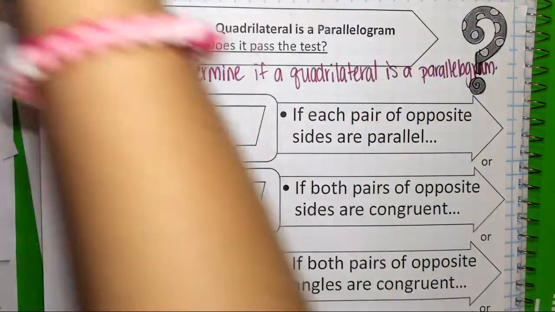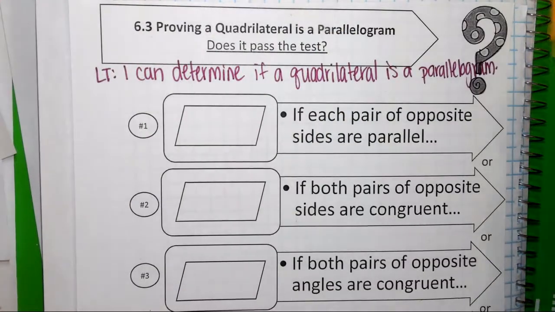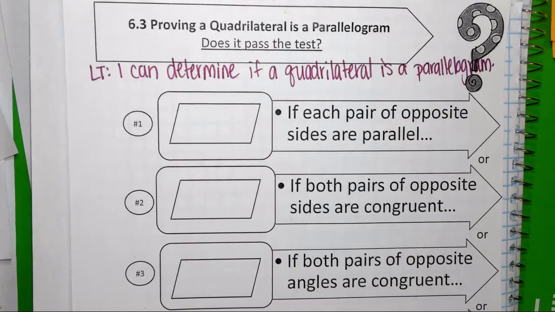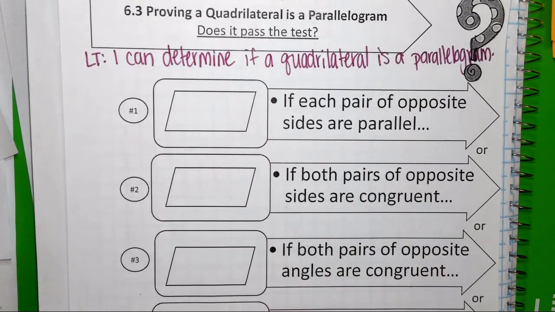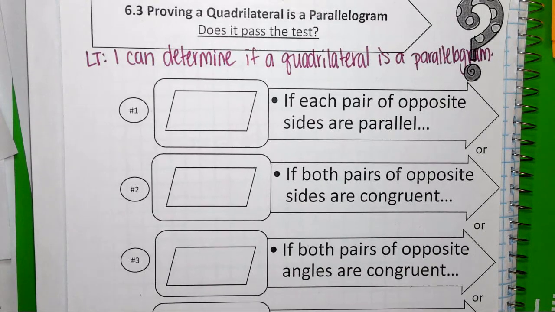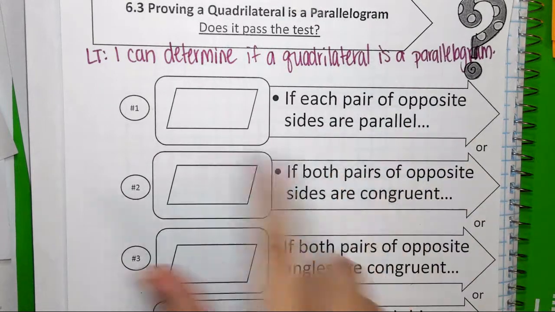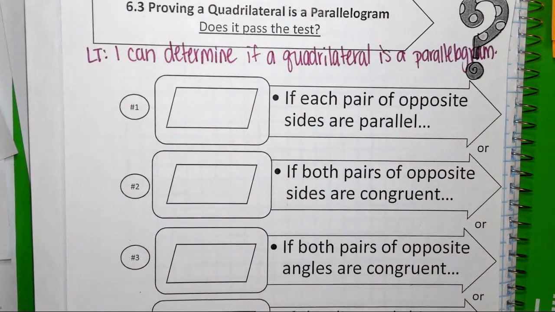6.3, here we go. Alright, so today our learning target says, I can determine if a quadrilateral is a parallelogram. Please write your learning target down. Now, all it has to do is pass one or more of these tests. And then it's a parallelogram. That's it. So we're going to draw an example of each of these. Then I'm going to put some quadrilaterals on the board, and we're going to determine if it's a parallelogram or not. Is everybody ready?